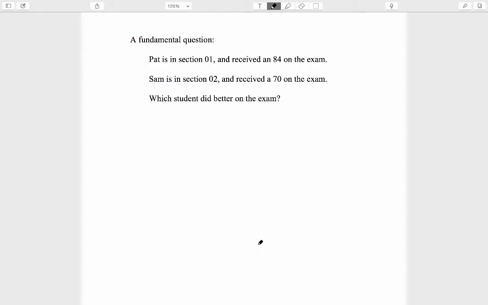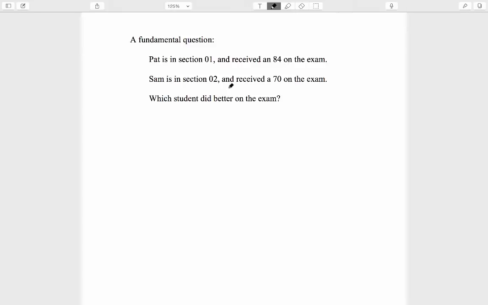Now here's a fundamental question. Pat is in Section 1 and received an 84 on the exam. Sam is in Section 2 and received a 70 on the exam. Which student did better? That is actually not as obvious as it sounds. Had they been in the same section, this would have been a much easier question to answer. Pat would certainly have done better. But they were in different sections.